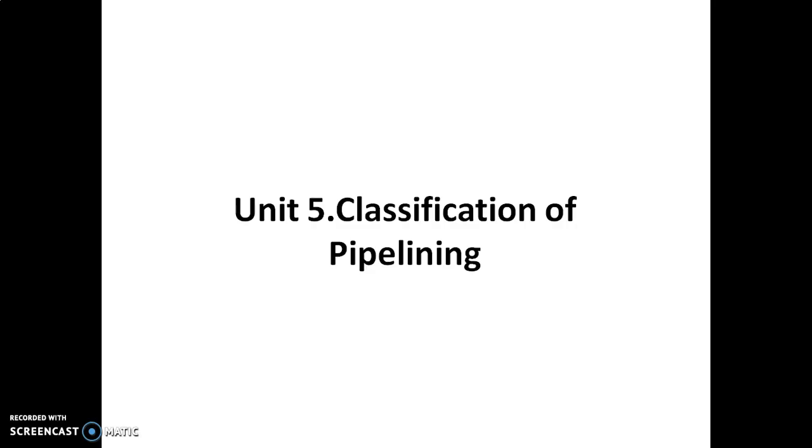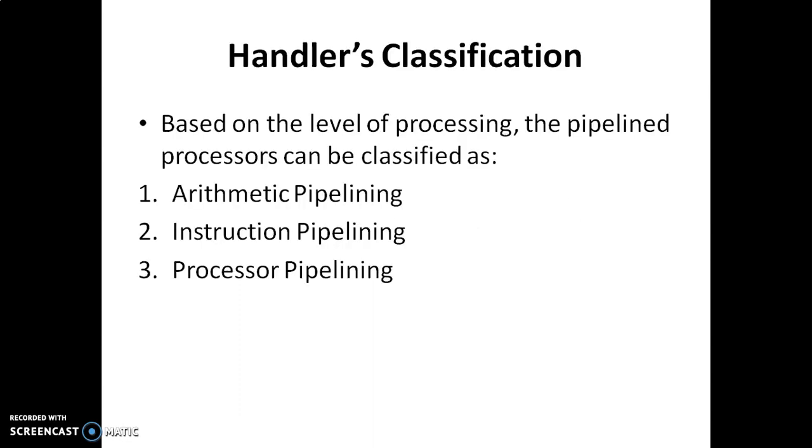Hello students, here we are going to discuss the classification of pipelining or pipeline processors. According to Handler's classification, based on the level of processing, the pipeline processors are classified into three types. First is arithmetic pipelining, second is instruction pipelining, and third is processor pipelining.